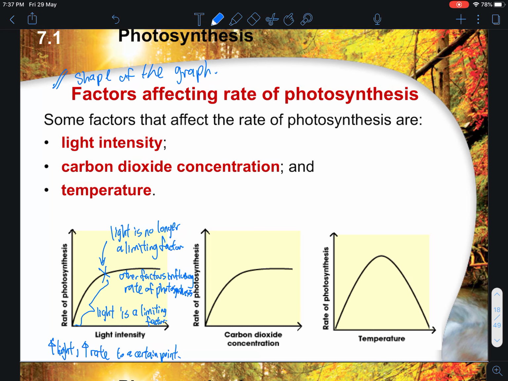Now, how is this so? What are the other factors? You have carbon dioxide concentration, you have temperature. So these are the ones. Same thing for carbon dioxide gas. Until this point here where it starts to plateau, CO2 is the limiting factor. Whereas anything after this point, CO2 is no longer the limiting factor. Other factors are the limiting factor. Okay, it can be light intensity, it can be temperature.